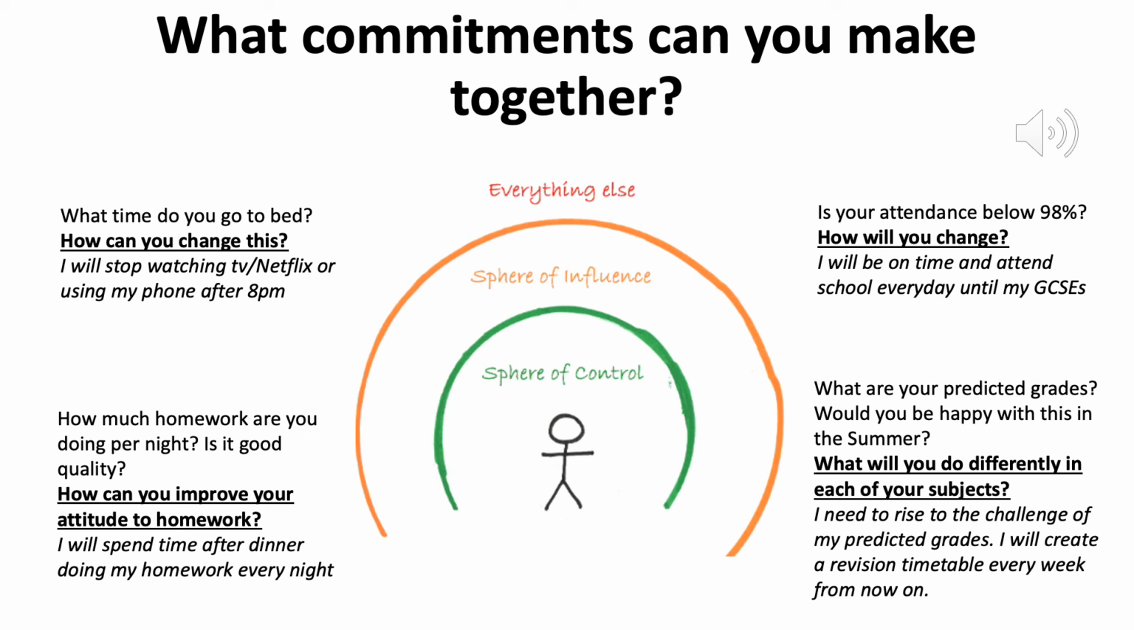Your child has their own sphere of control, things they can control, such as doing their homework, being in school and so on. And then those things will influence things like exam results and so on. Have a look at the kind of commitments your child can make from now until those exams to ensure they're going to do well in them.